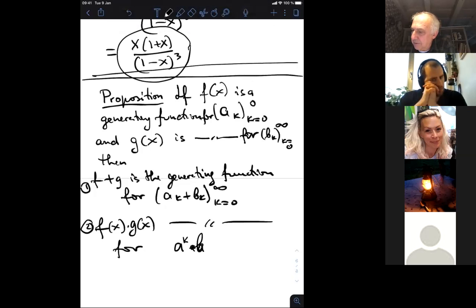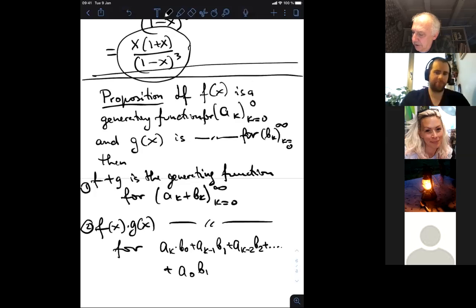Sorry, what is it that I'm saying? Sorry, not a power k. Okay, so the kth coefficient in the product would be a_k times b_0 plus a_{k-1} times b_1 plus a_{k-2} b_2 plus, and so on, plus a_0 b_k. So this would be k from 0 to infinity.